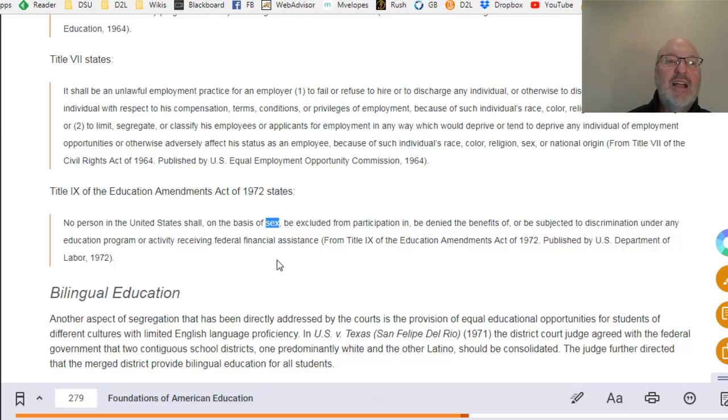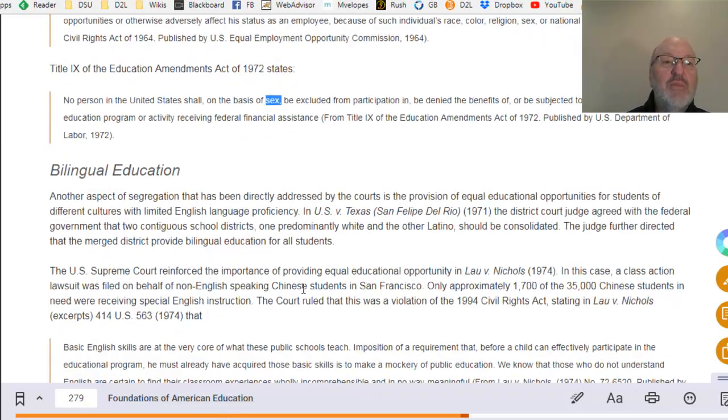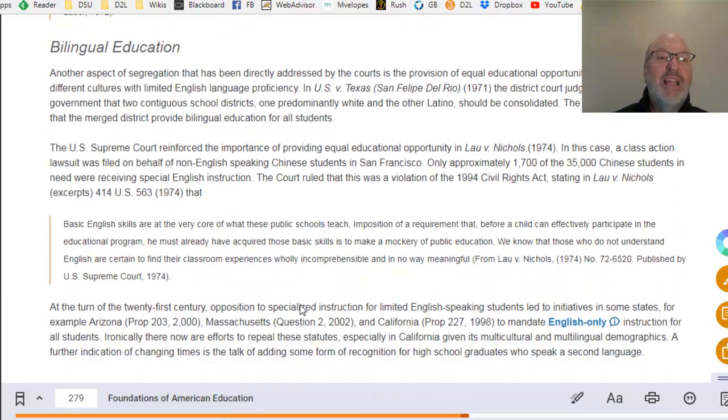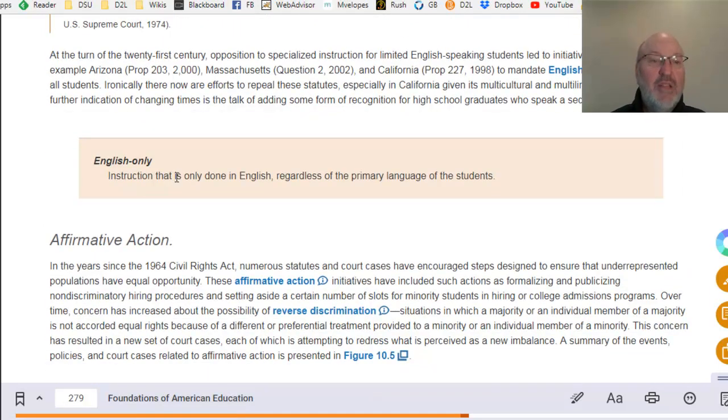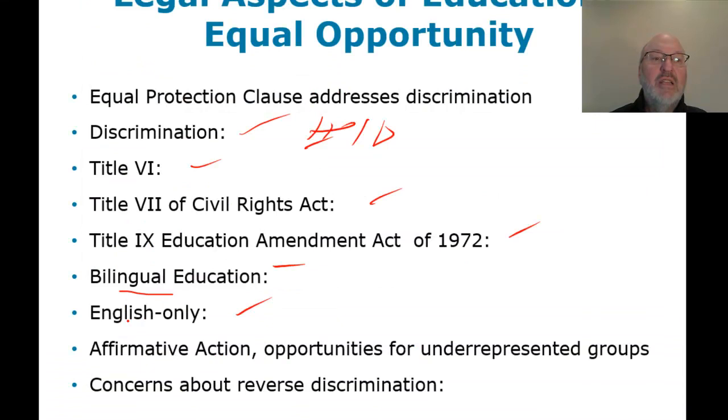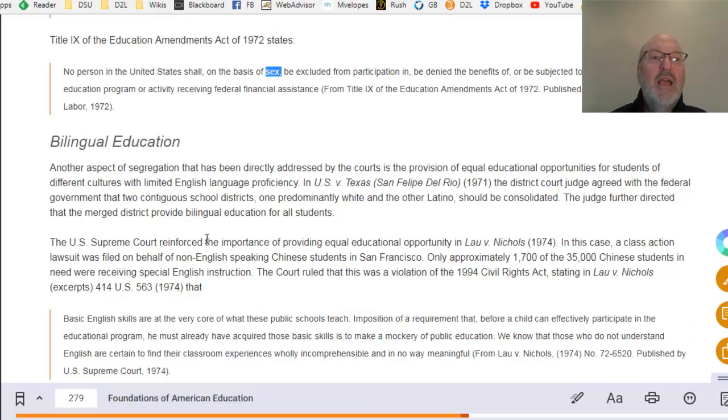But now, again, what's going to really give you fits is the transgender folk that are neither gender that can select whatever team they want to play on. Here's bilingual. English only, that is here. You get to deal with those.